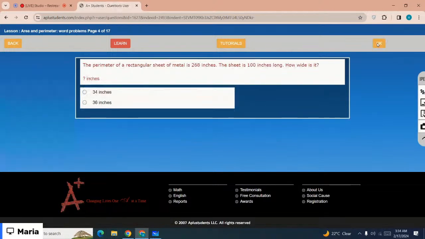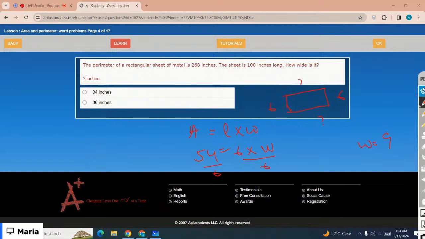The perimeter of the rectangular sheet is 268 inches. The sheet is 100 inches long. How wide is it? So you are given the perimeter of the rectangle. The perimeter is 268. You are given the length. It is 100 inches long. You need to calculate the width.